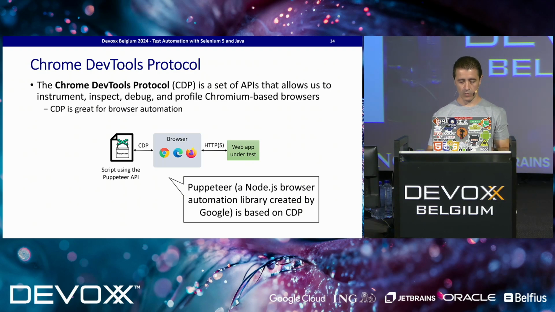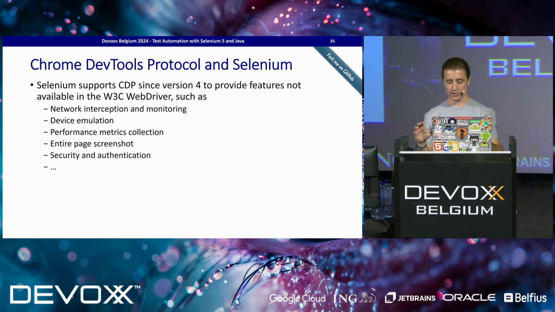CDP has been created by Google and has many different features. Beyond WebDriver, there are features available in CDP which are not available in WebDriver. So this is, I believe, great news for the browser automation space, that different actors, not only the Selenium project, create great tools and great features. And because it's great, the Selenium project has taken two actions. First, Selenium supports CDP since version 4.